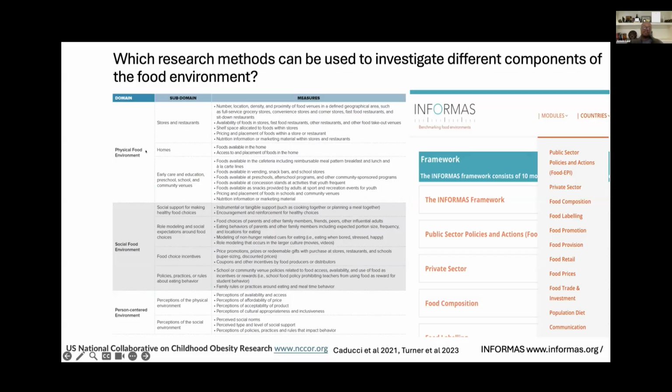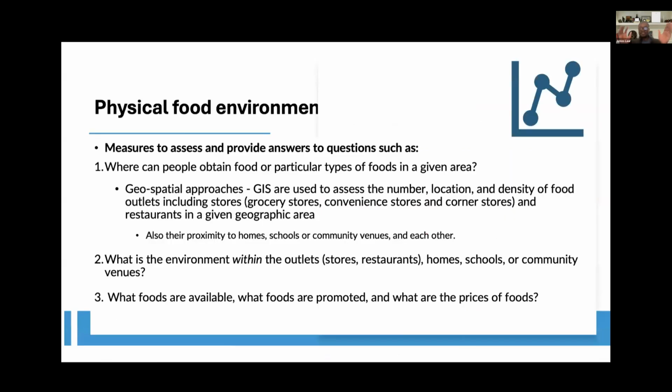From the NCORE, food environment could be organized into domains. And I'm presenting 3 of the domains here. If you look at the physical food environment, there are a number of subdomains. And then each subdomain does have approaches or measures that can be used. What I seek to do is to quickly run through these domains and then the measures. Like I said, I wouldn't delve into the methodology today.